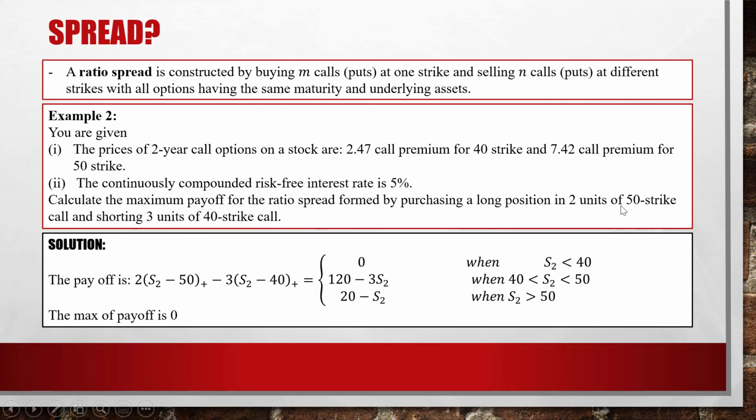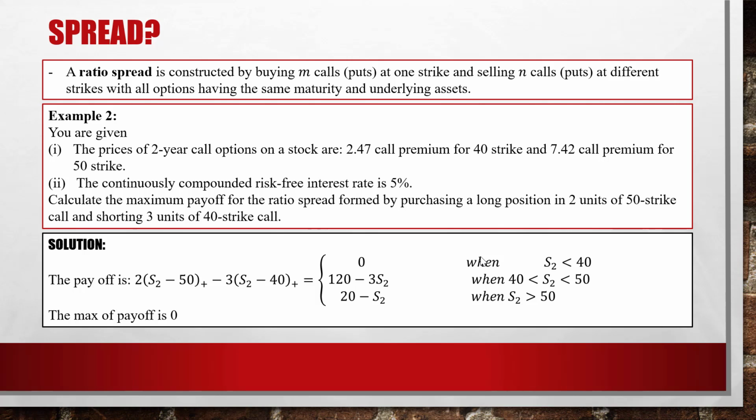So first, for the 2 units of 50 strike, the payoff should be 2 times (S2 minus 50)+. And for the short position in 3 units of 40 strike call, the payoff should be minus 3 times (S2 minus 40)+ right here. So now we can just consider 3 different cases: when S2 is less than 40, when S2 is between 40 and 50, or when S2 is greater than 50.